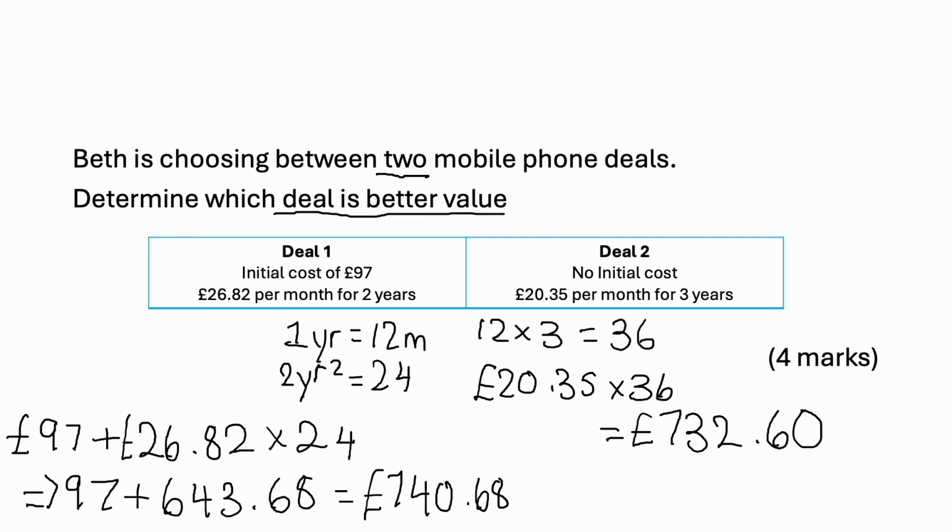Okay. Now the question says determine which deal is better. So in 2 years Beth has to pay £740, whereas in 3 years, in deal 2, Beth pays £732.60. I think we can say that deal 2 is probably a better choice, because in more years she's actually paying less than what she would pay for 2 years. So I'll say deal 2.